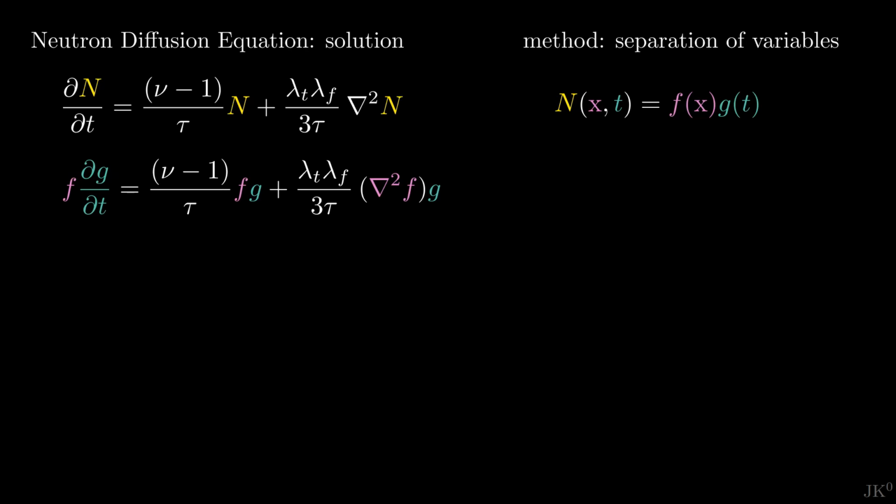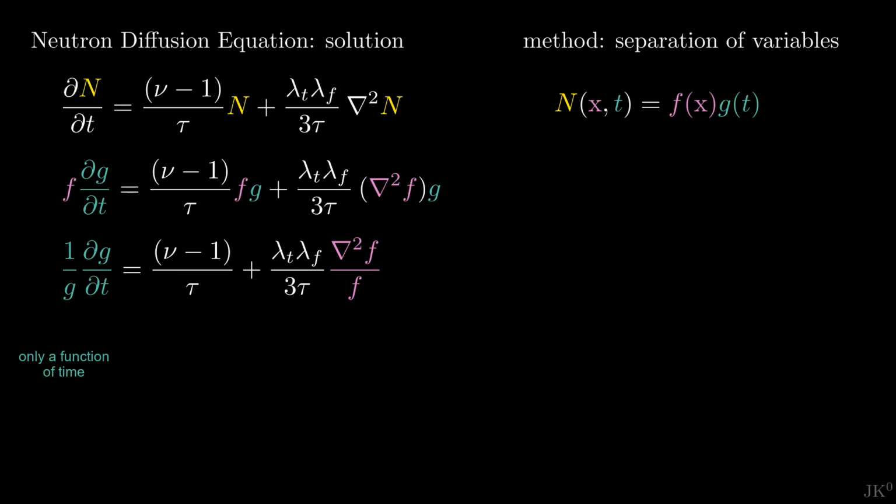The next step is we divide by f times g, and what we get is, on the left-hand side, only a function of t. There is no spatial dependence on the left-hand side. Similarly, on the right-hand side, we have a bunch of constants and quantities involving the spatial part. There is no time dependence on the right-hand side. And here comes the magic of separation of variables. If the left-hand side of the equation depends only on time, and the right-hand side of the equation only depends on space, the only way this equation can be satisfied for any position and any time is that both are equal to a constant. This constant, that I call k, is called the separation constant.